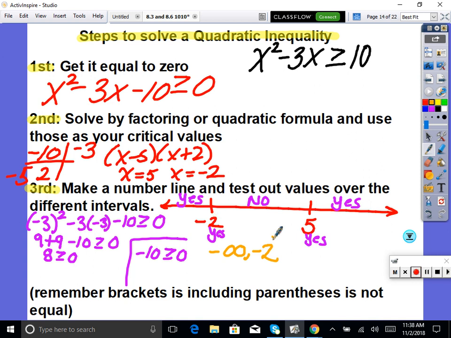And then it's a yes on negative 2, that's a bracket. Union, then it's no, so we gotta skip over that. Then we get to 5, it's a yes, and then it goes to infinity. Pretty easy. We just tested intervals: something on this side, something in between here, something over here. So there's 3 intervals we tested here.